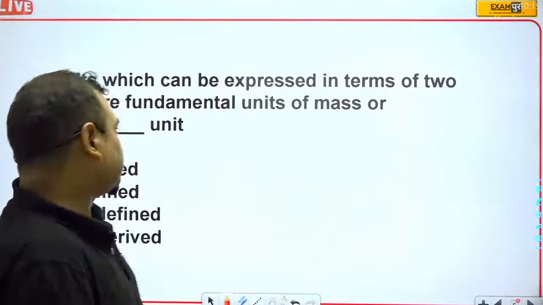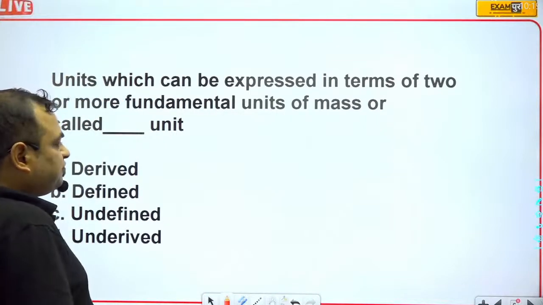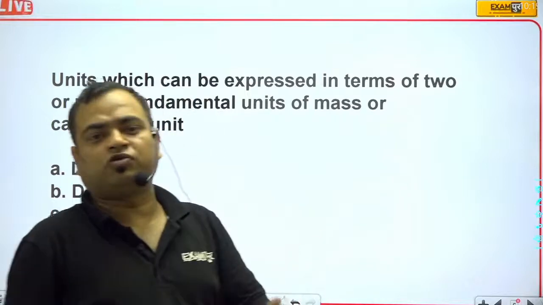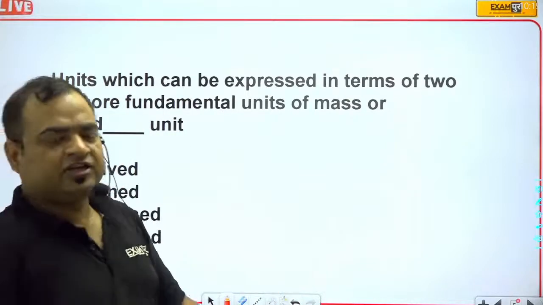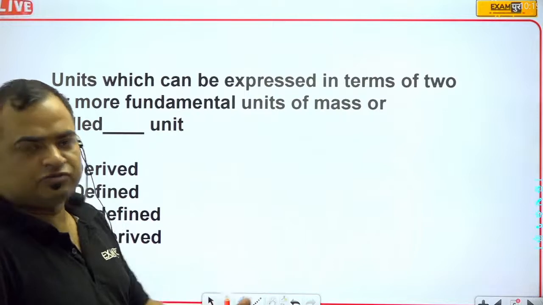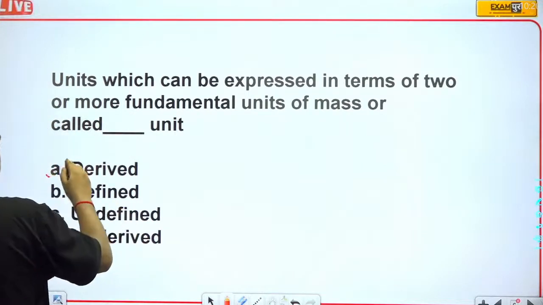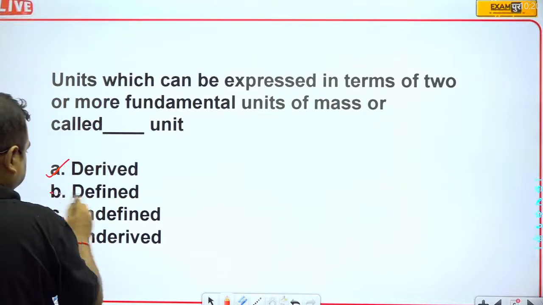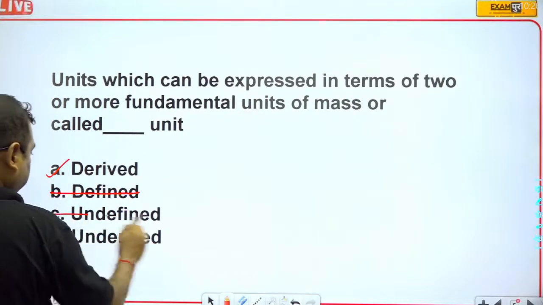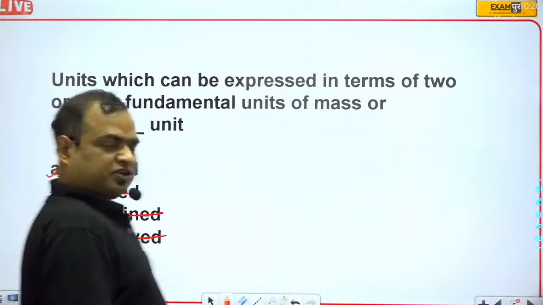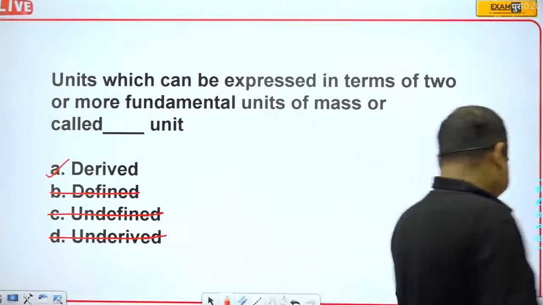So here we can say that if any physical quantity has been derived from two or more than two physical quantities, then such a physical quantity is known as a derived physical quantity. So derived physical quantity is the correct answer. This is not the correct answer. This is not the correct answer. This is not the correct answer. A part is the correct answer.